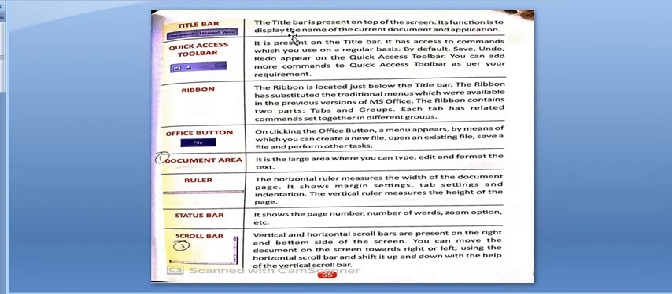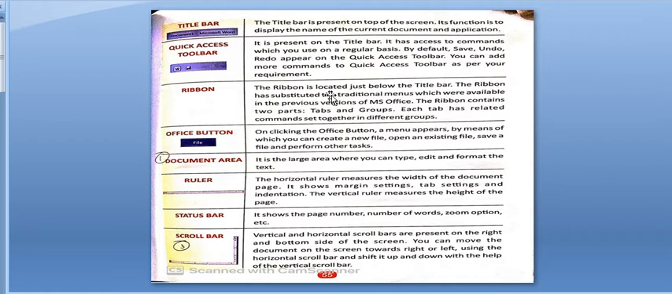What do you mean by title bar? The title bar is present on top of the screen. Its function is to display the name of the current document and application. Quick access toolbar. It is present on the title bar. It has access to commands which you use on a regular basis. By default, save, undo, redo appear on the quick access toolbar. You can add more commands to the quick access toolbar as per your requirement.